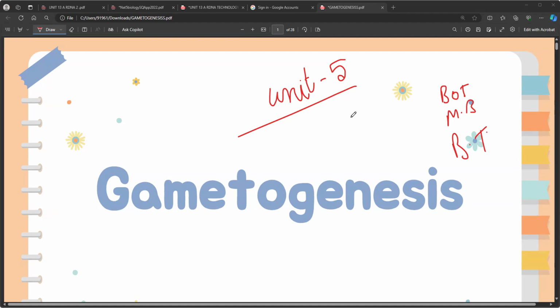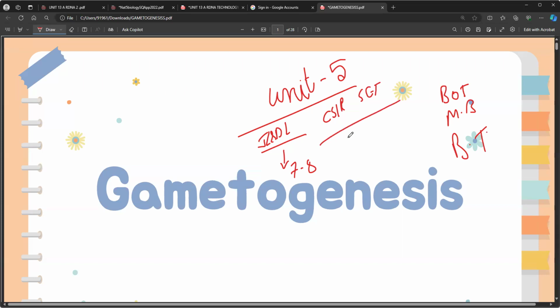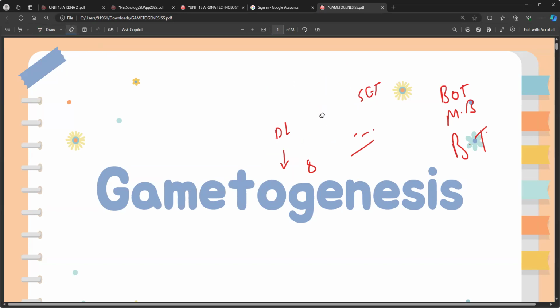I can tell you very clearly, for example, if it is a JL or DL exam, undoubtedly you can get 7 to 8 questions. Even in the CSIR as well as the SET level, we get a minimum of 6 to 7 questions compulsorily from unit 5. It is one of the good scoring units, and every single time the questions are repeated more often. All right.